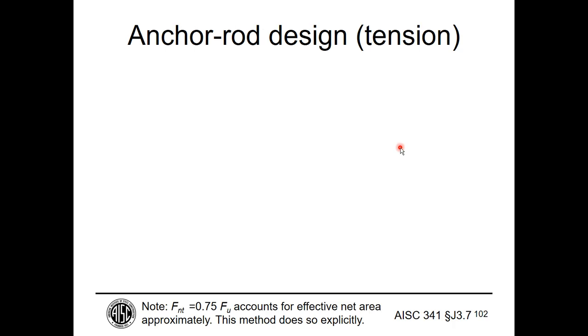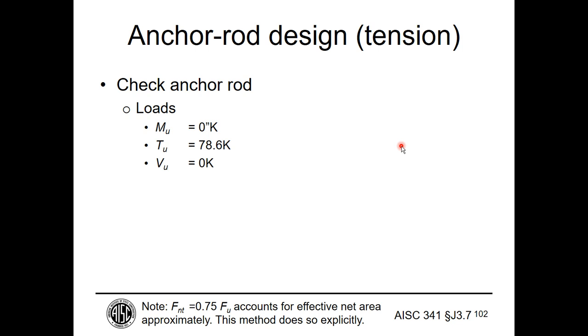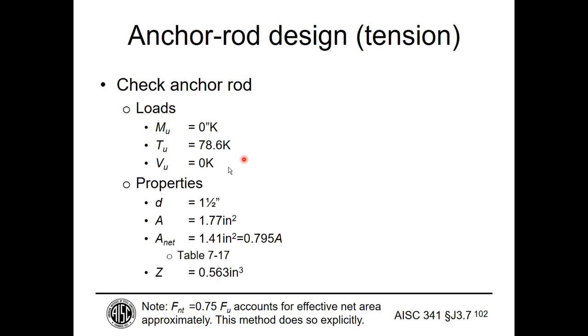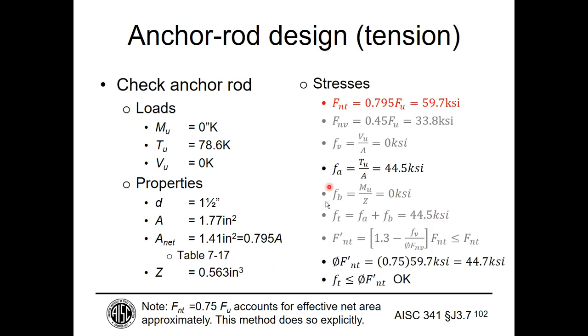All right, so we have different anchor rods to check. We're going to check the anchor rods in tension first. And if we select a 1.5" anchor rod, we have a certain effective area. In gray are the things related to bending and shear that we're not using. And it turns out that the 1.5" anchor rod works for tension.